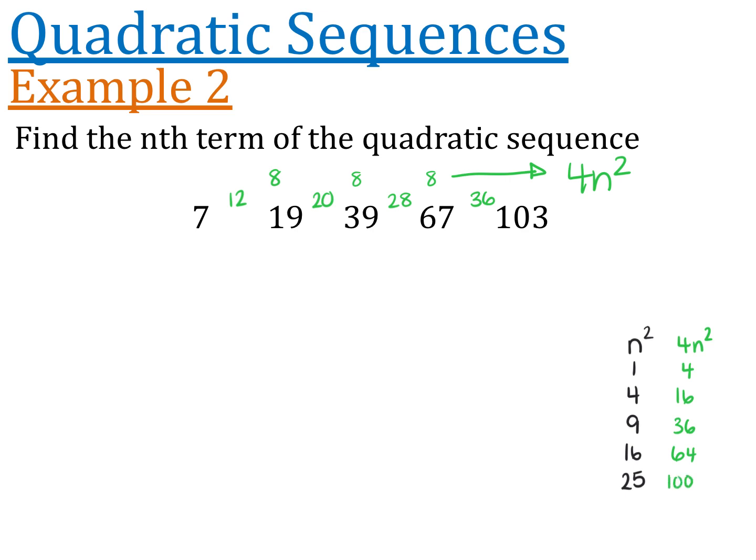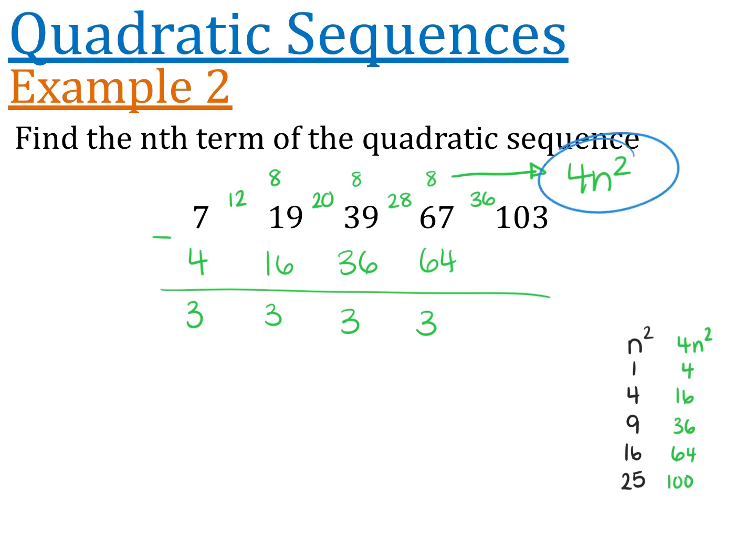So let's go ahead and compare those. 4, 16, 36, 64. I can already see that those are definitely just 3 more, so I'm not going to worry about the 100. If you can notice the pattern, don't panic if you don't want to write down all 5 numbers. So now I'm going to subtract this. That gives me 3, 3, 3, 3. Obviously, 103 take away 100 is still going to give me 3, which is why I couldn't be bothered with that one.